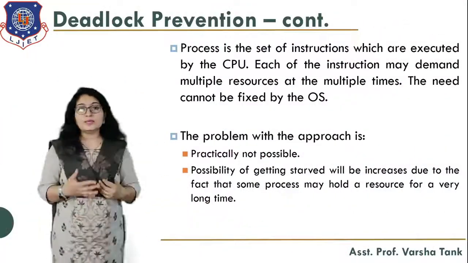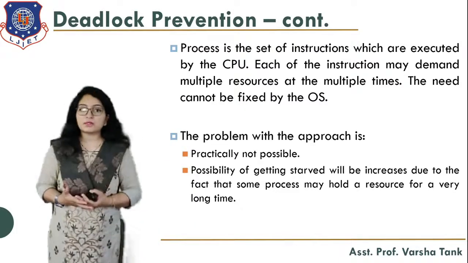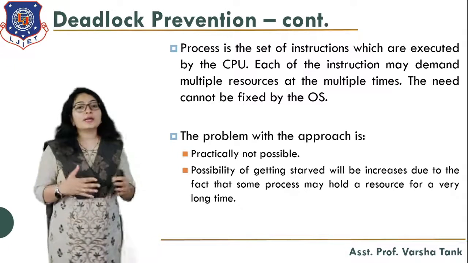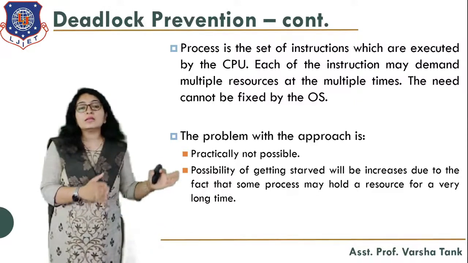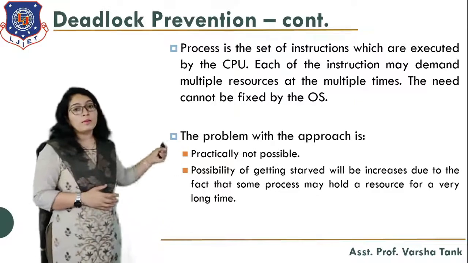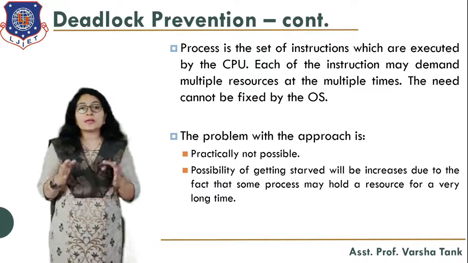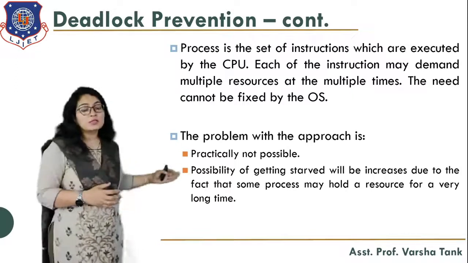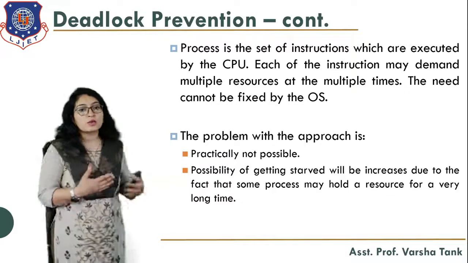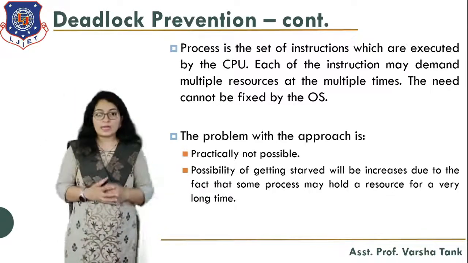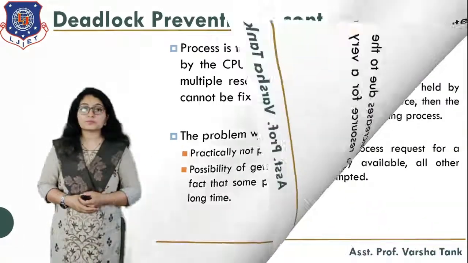A process is a set of instructions which are executed by the CPU. Each instruction may demand multiple resources at multiple times. That cannot be fixed by the operating system. The operating system cannot fix which process will need how many resources. So the problem with this approach is that practically it is not possible. Both solutions are practically not possible, and the possibility of deadlock will increase due to the fact that some processes may hold resources for a very long time. So this cannot practically be possible.